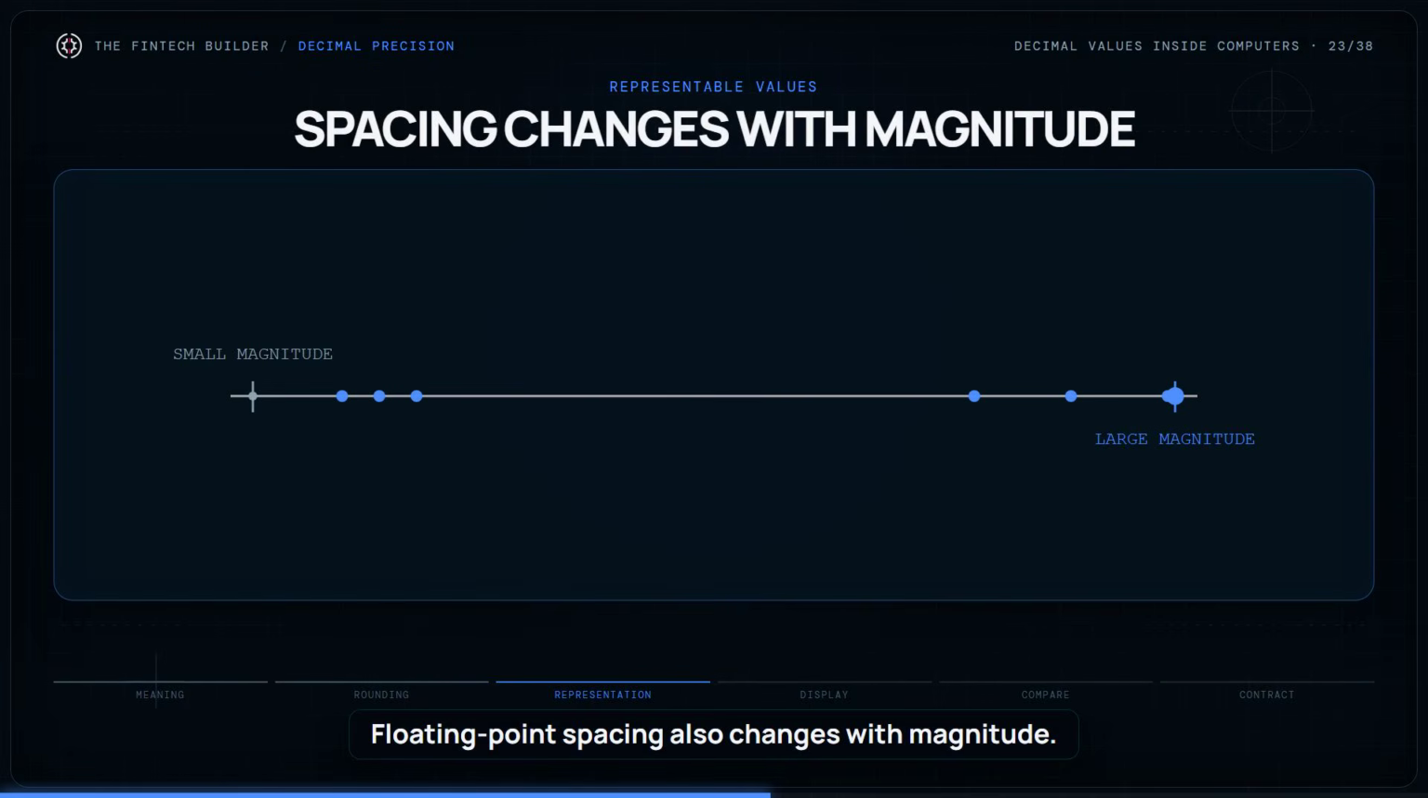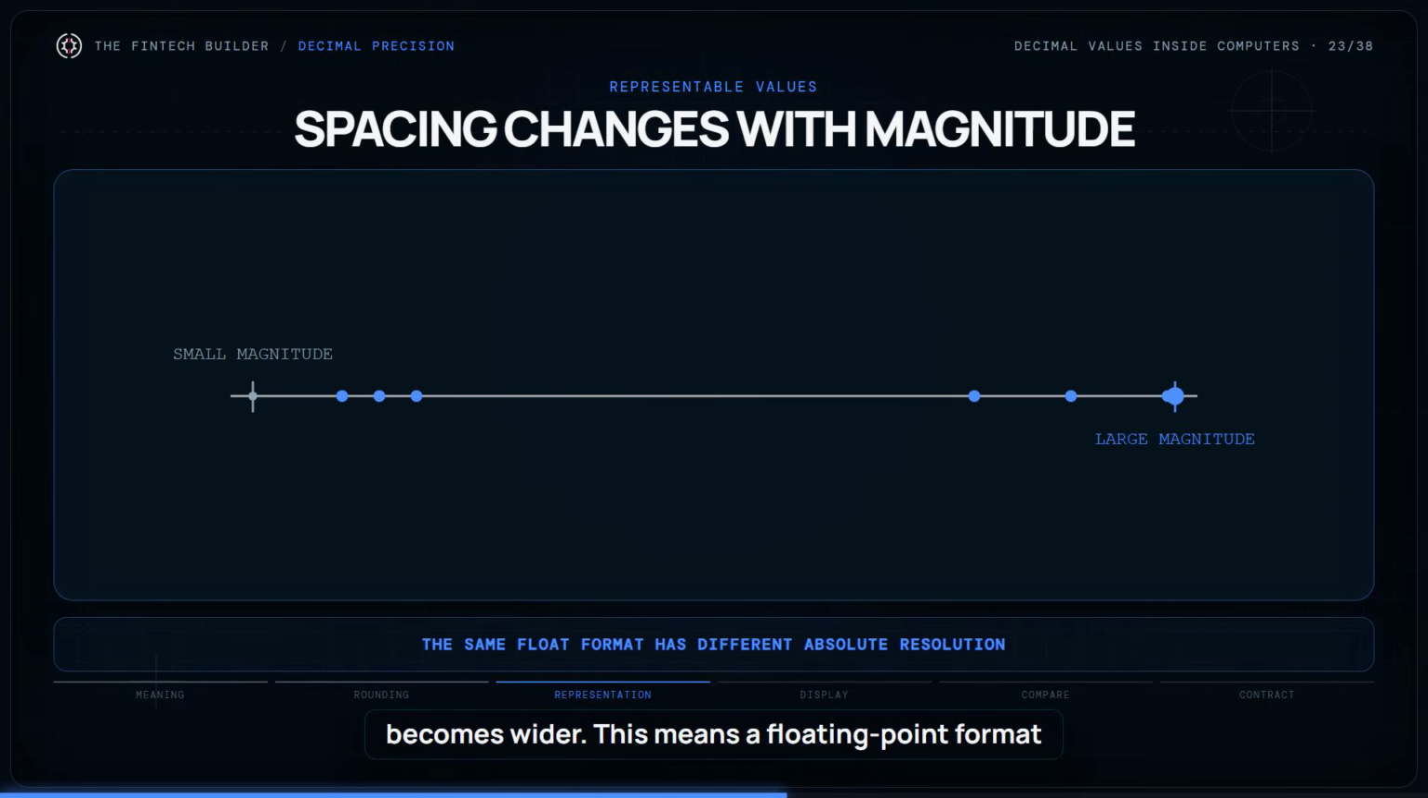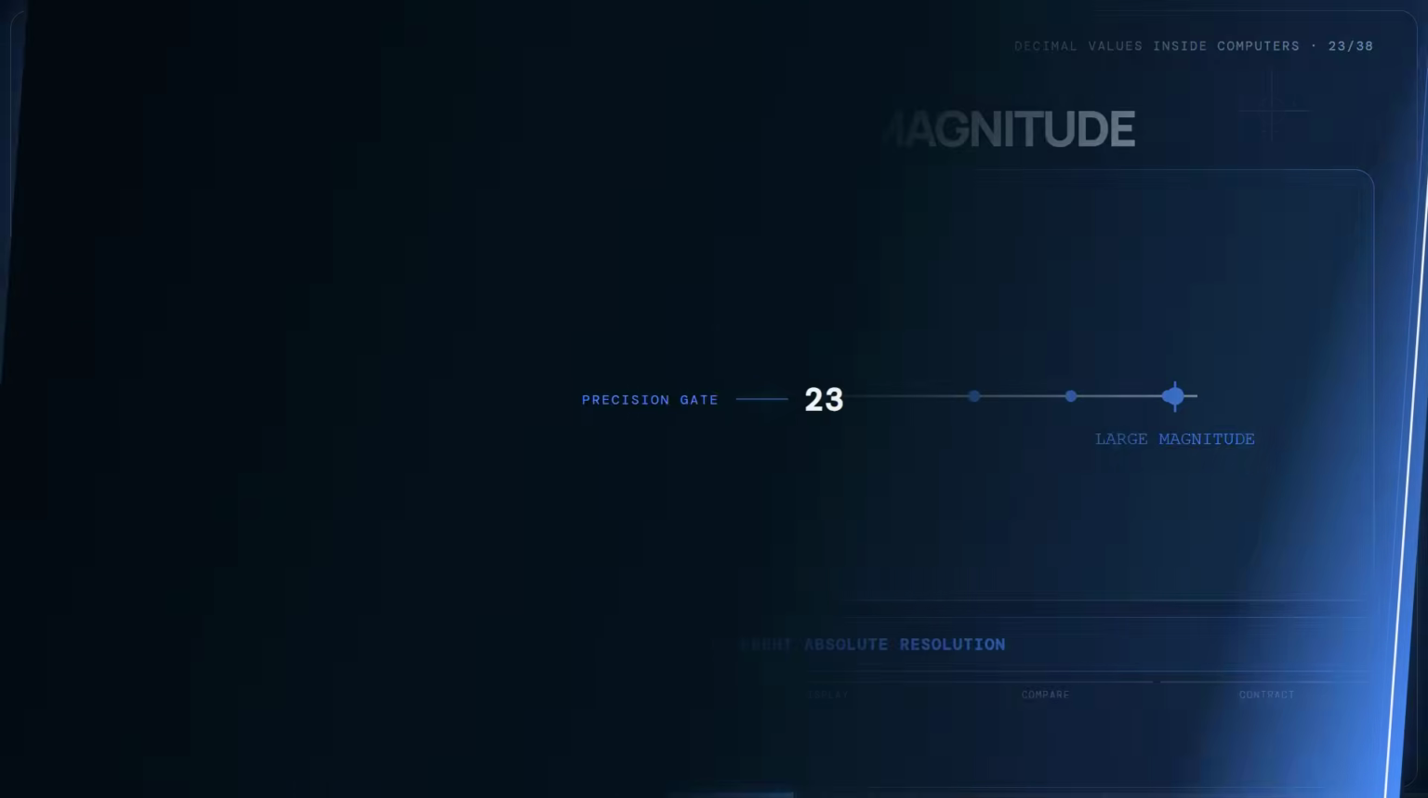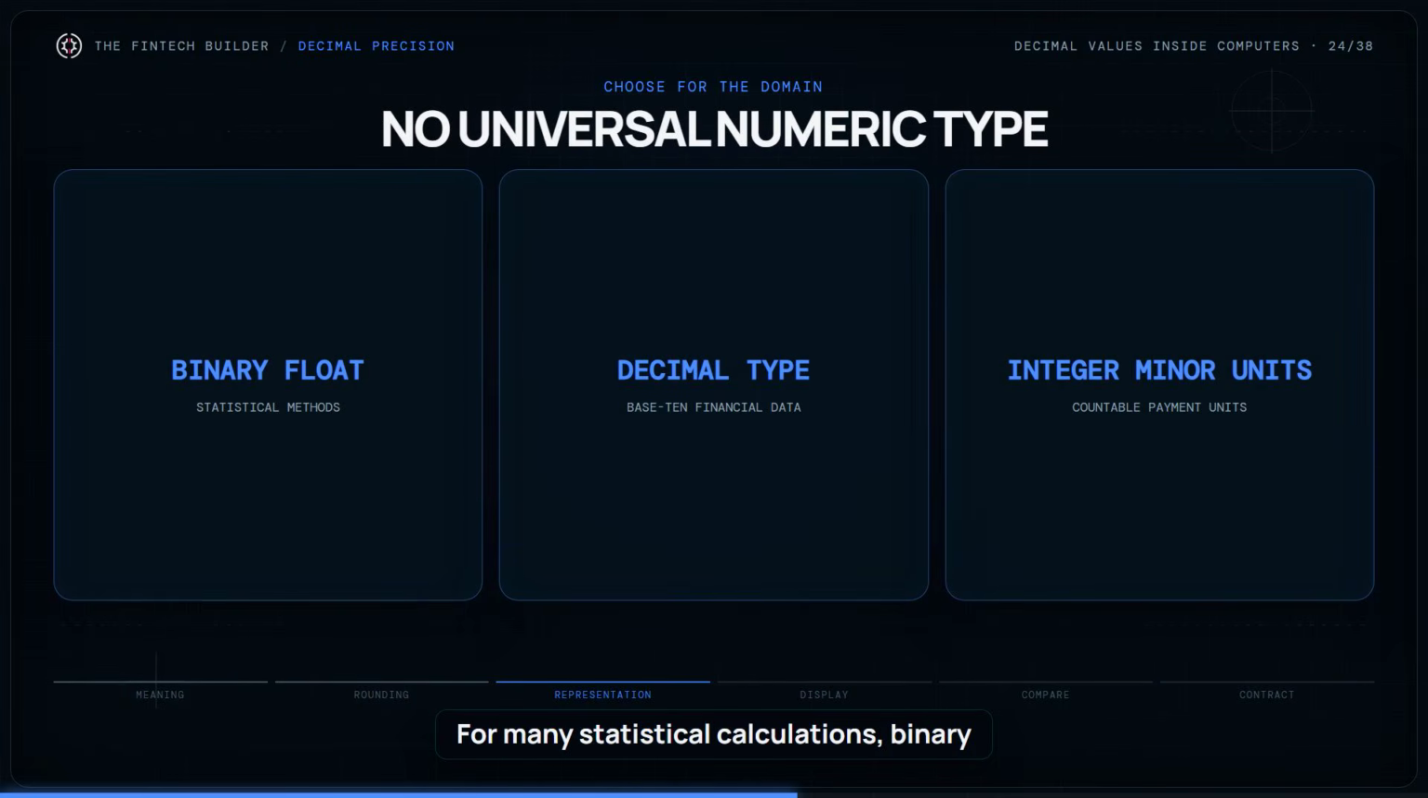Floating point spacing also changes with magnitude. As numbers become larger, the gap between adjacent representable floating point values generally becomes wider. This means a floating point format does not provide the same absolute resolution at every scale. For many statistical calculations, binary floating point is appropriate when its limitations are understood and numerical methods are designed carefully.